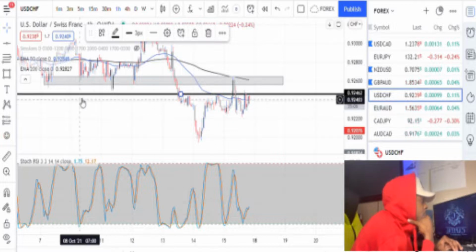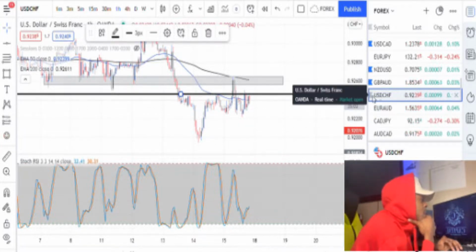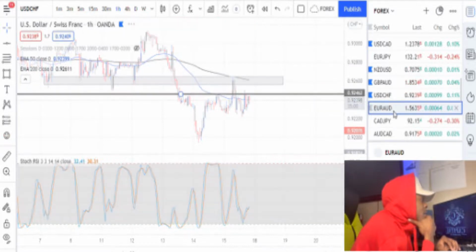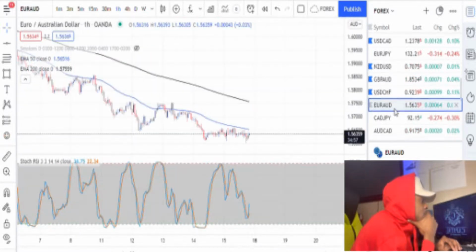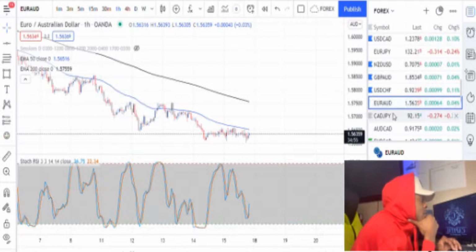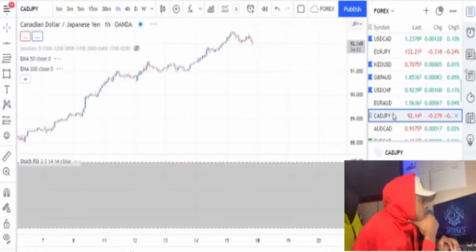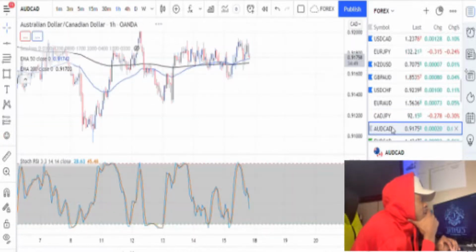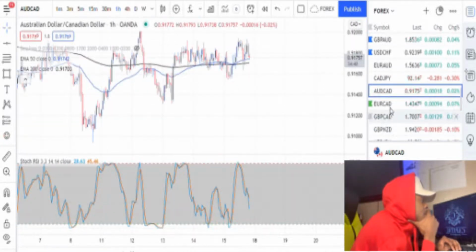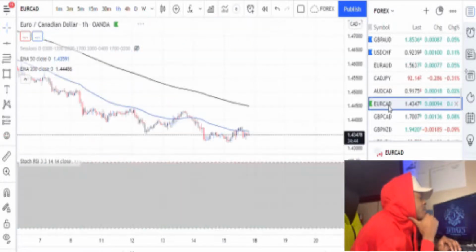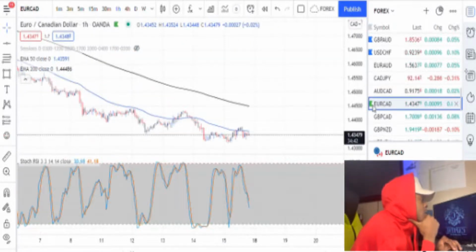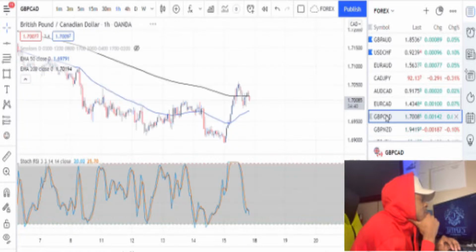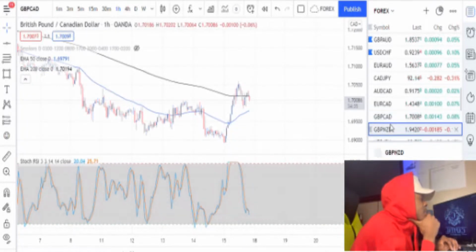I think I want to see how this one plays out. I'm gonna watch how that one plays out. Don't like those candles. Don't like those candles either. Too choppy. A little choppy.